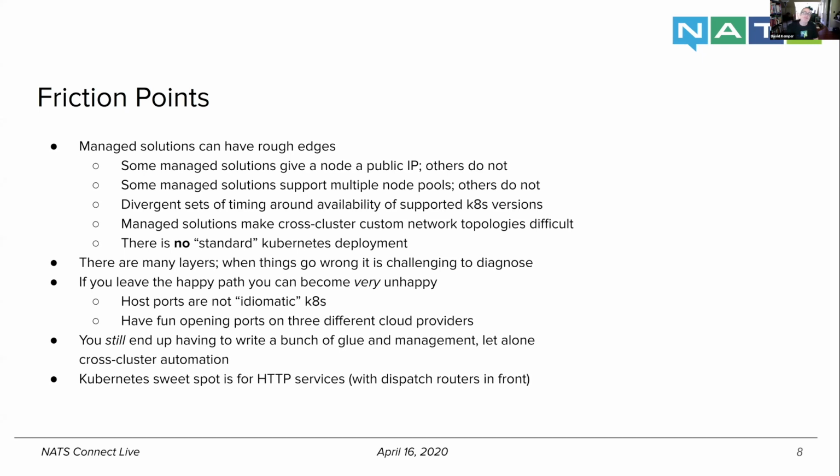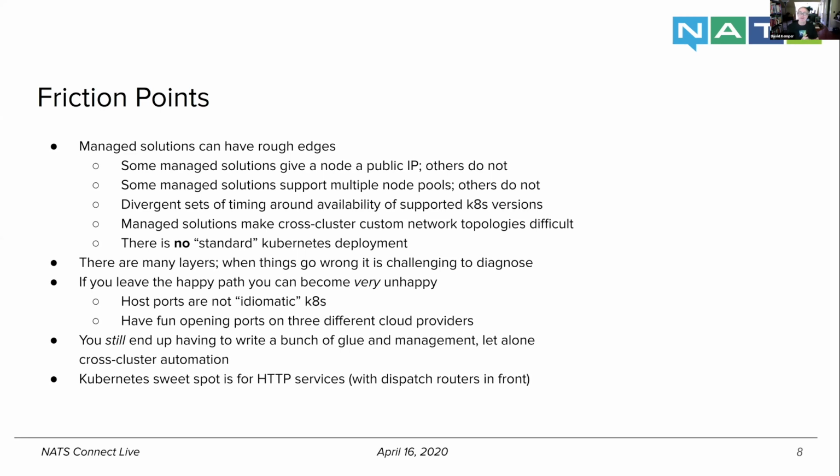The managed solutions make cross-cluster custom network topologies difficult. We are, as I said, spanning 3 different cloud providers. With managed solutions, we don't really own the VPCs and the security rules. So when we want to open up ports, it becomes an exercise in going to the console and opening them up. The bottom line is there is no standard Kubernetes deployment. There's enough wiggle room between the different providers that on the edges, you always have to be careful. So you always have to test first to see what is available for your particular cloud provider.